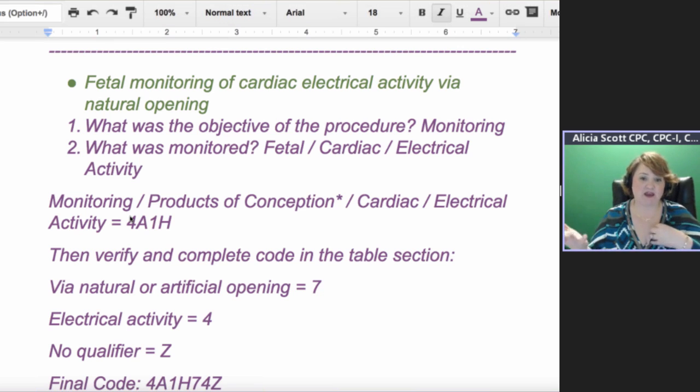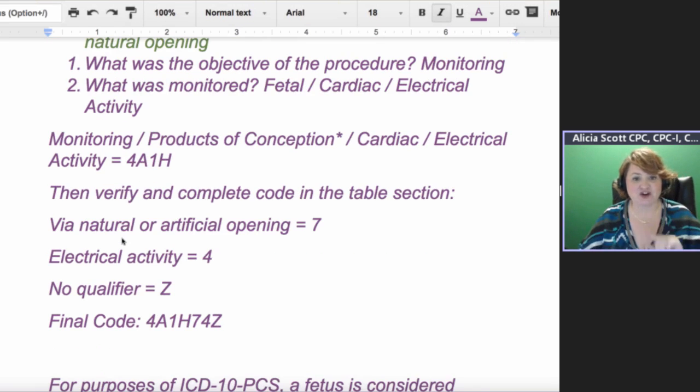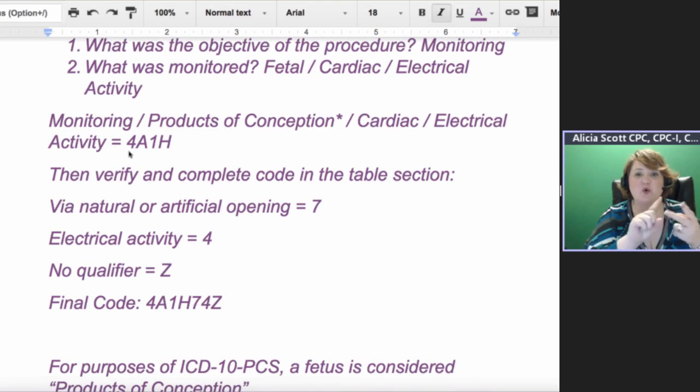And what they can do, there's several ways they do this, but one of them now is they literally, once the woman's water's broke, they can go up and screw a little device, a little cord into the baby's head, and it monitors their cardiac output. So what's the objective? What are we doing? The first thing we need to know, our key term is we're monitoring. Now, it's a little different after that. What are we doing? Fetal, cardiac, what type? Electrical activity, right? Then that gives us our first section, right there at the top. 4A1H is going to answer those questions.